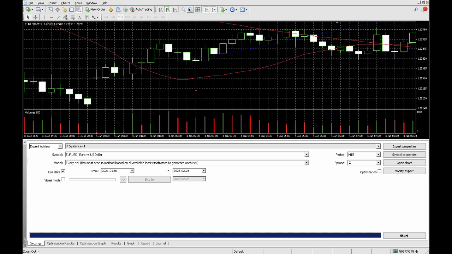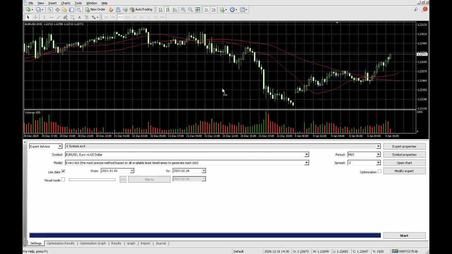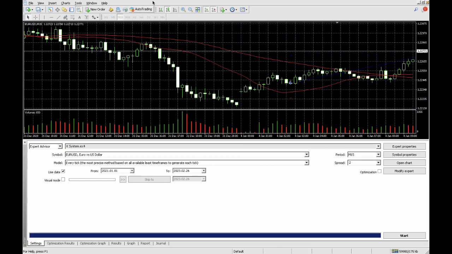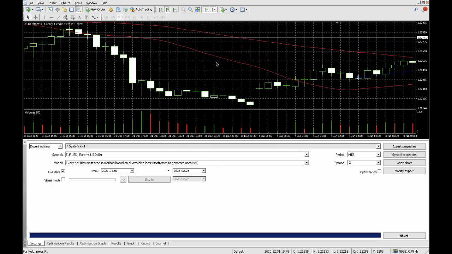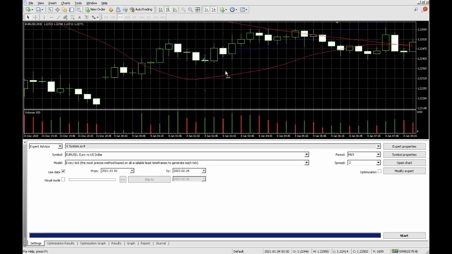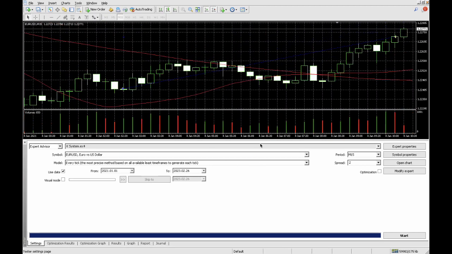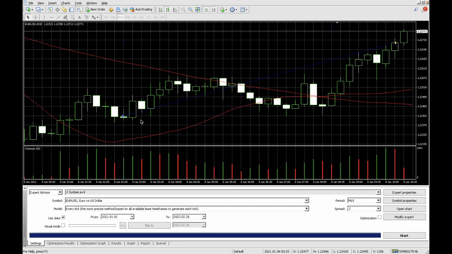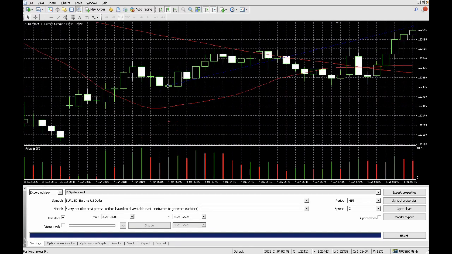Looking at this chart right now, you can see that this is a downtrend because the fast moving average is currently below the slow moving average. All right, so it's currently in a downtrend, and if you go down further here, you can see where it took the trade. So why exactly did it take this trade here?